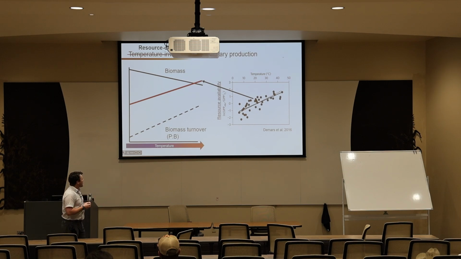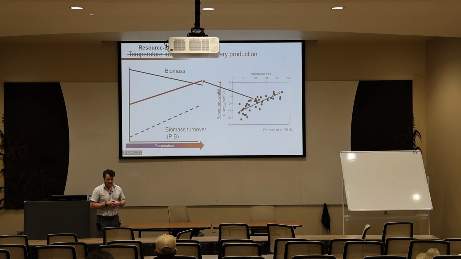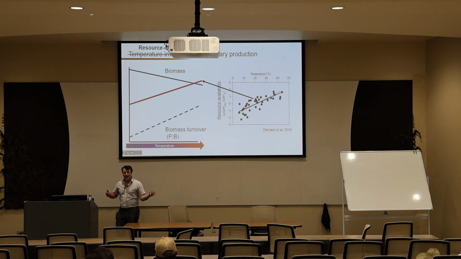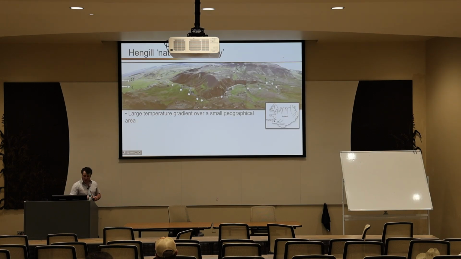So rather than having this prediction that temperature affects secondary production, we can just ignore temperature and understand these resource dynamics. And then we can start to predict these patterns of energy flow through communities. This prediction has really gone untested widely, and so that's what we set out to do in this example. And to do so, we used this natural laboratory in Iceland.